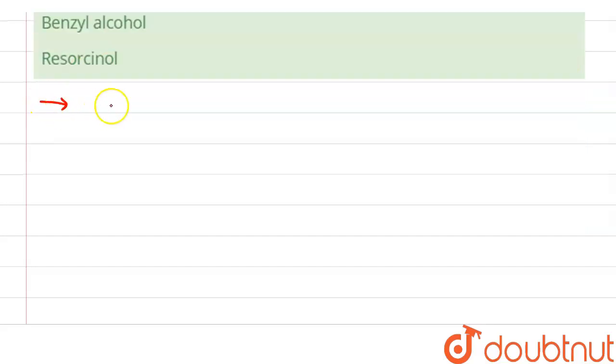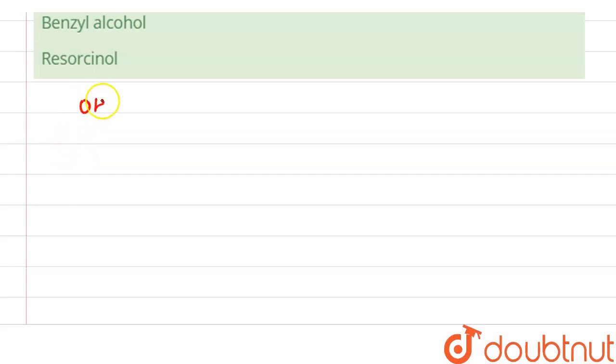Our question is, which of the following products is formed in Lederer-Manasse reaction? Lederer-Manasse reaction is defined as the condensation of phenol with formaldehyde in the presence of acid or base. It gives ortho-hydroxybenzyl alcohol as minor product and para-hydroxybenzyl alcohol as the major product. Let us see the reaction.